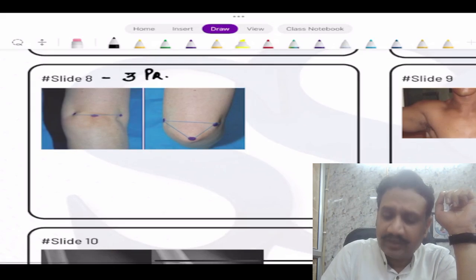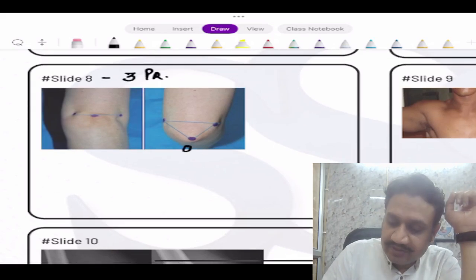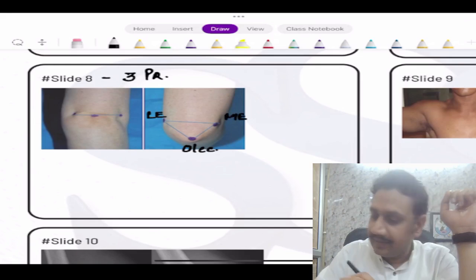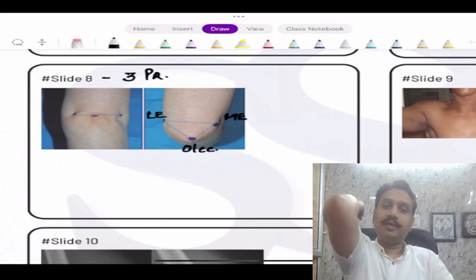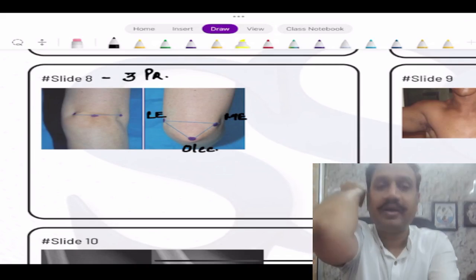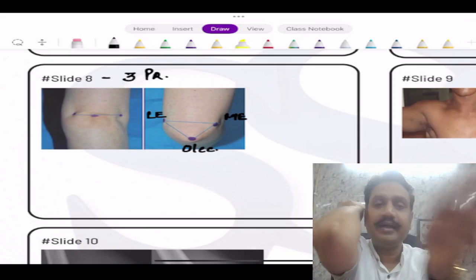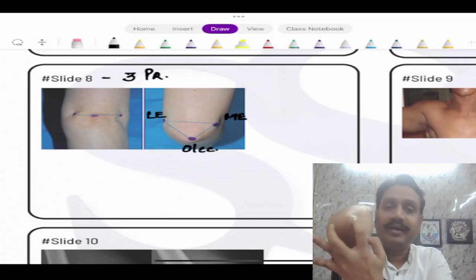Now, what is that 3-point relationship? It is made by these 3 points. You remember, the olecranon, the lateral epicondyle, and the medial epicondyle. When I flex my elbow, you can see these 3 points on the back of my elbow area.